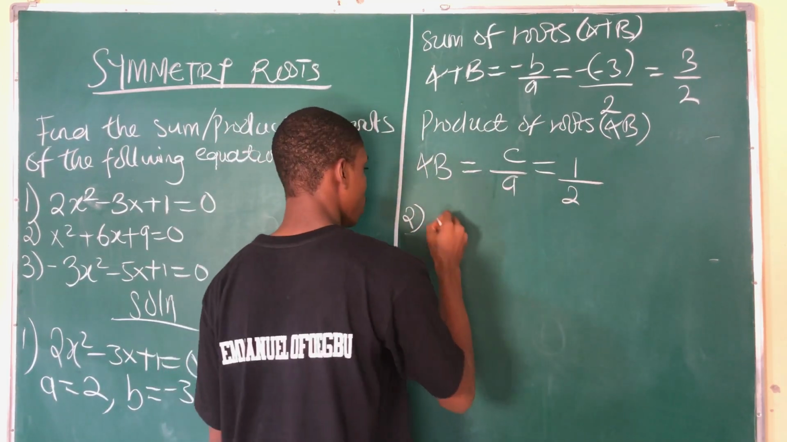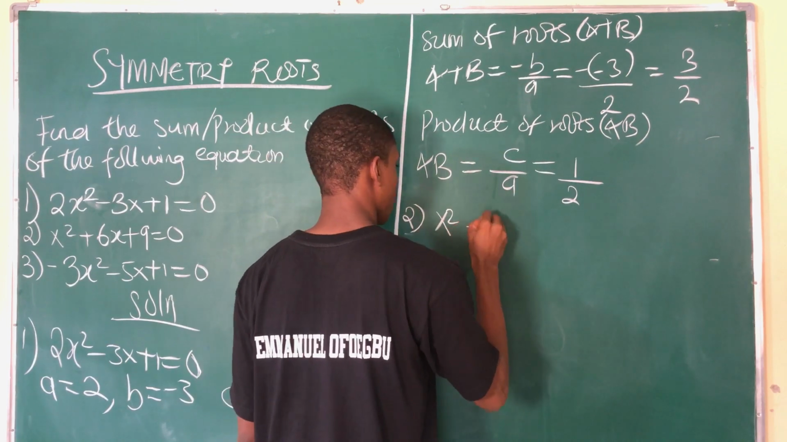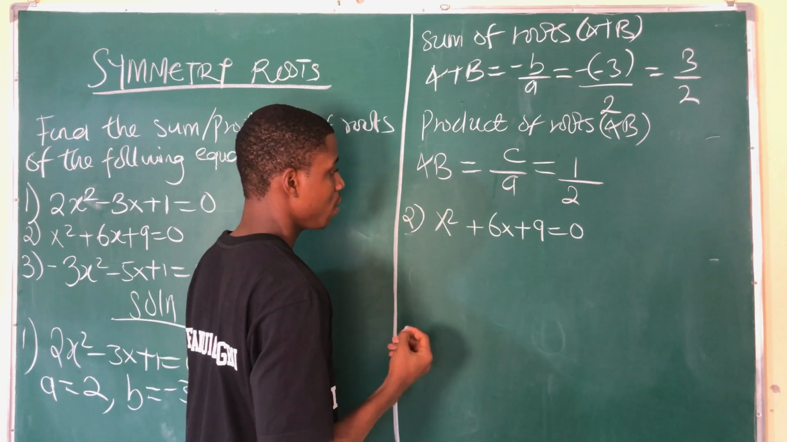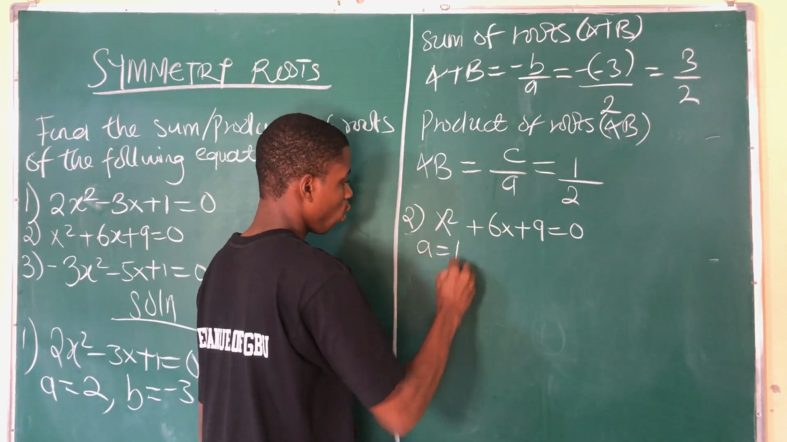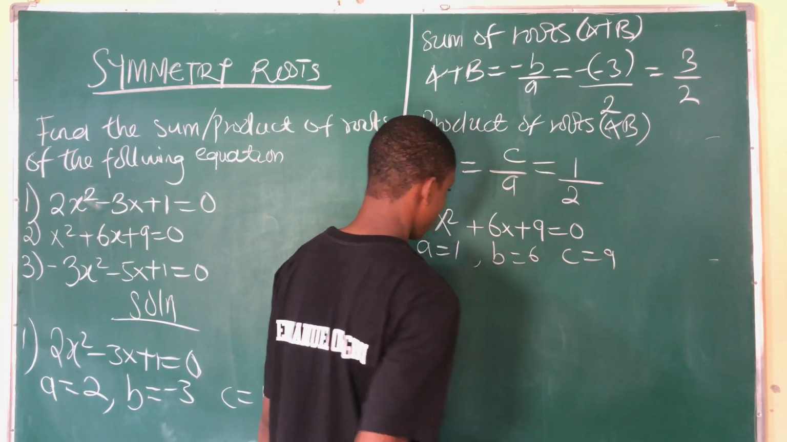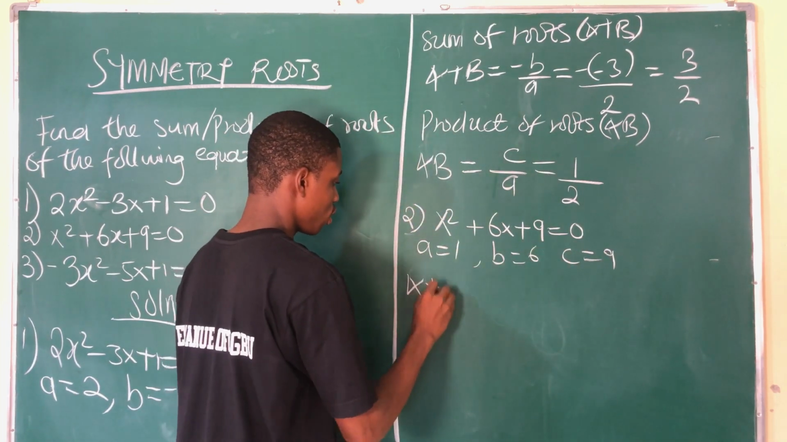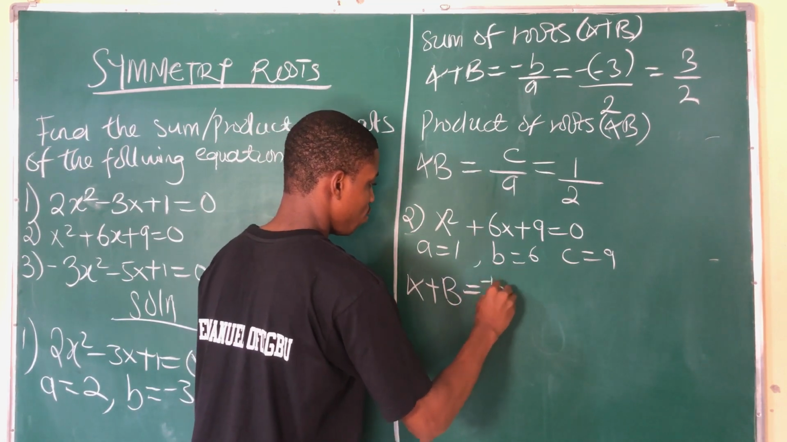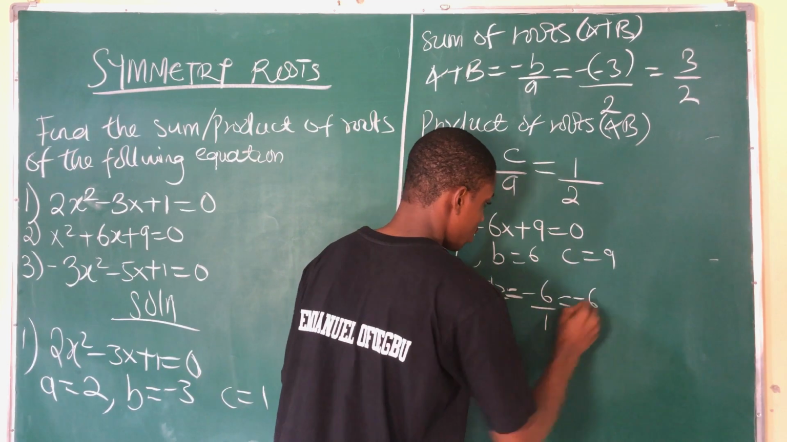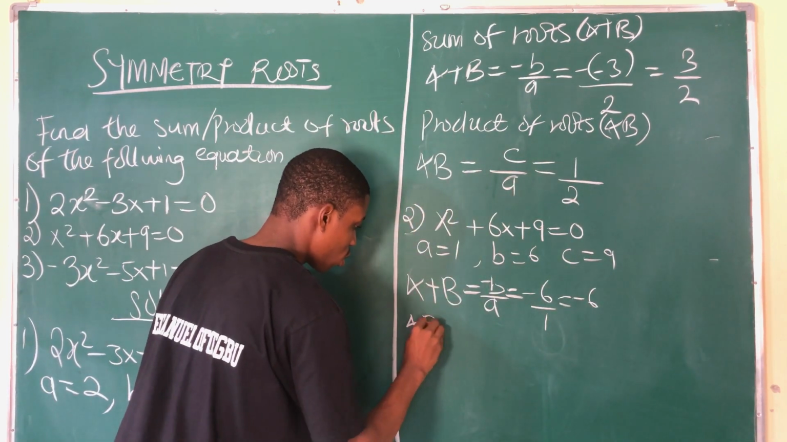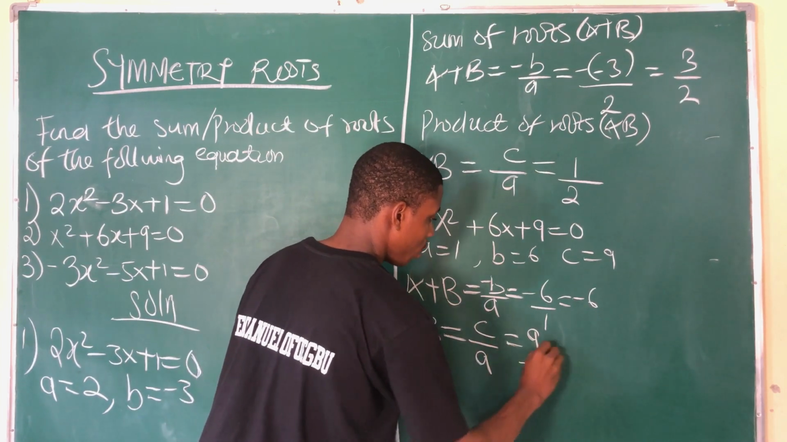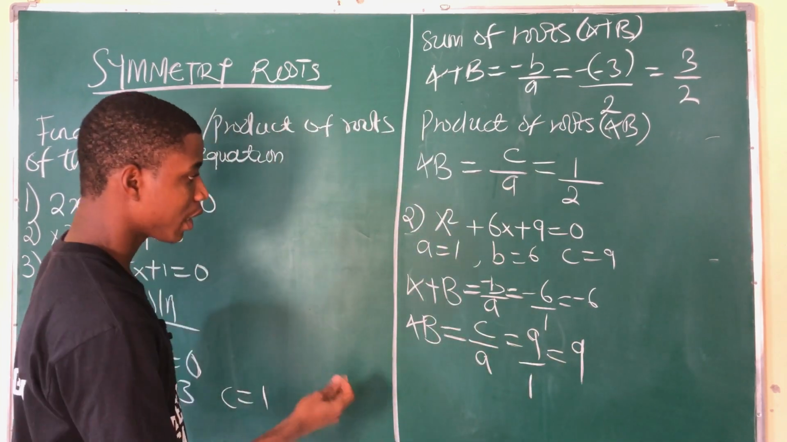We are given the equation x squared plus 6x plus 9 is equal to 0. We find what a, b, c are. a is 1, b is 6 and c is 9. Let's look for the sum of the roots, which is negative b over a. We have negative 6 over 1, which is negative 6. The product of the roots is c over a, which is 9 over 1, which is 9. So these are the concepts.